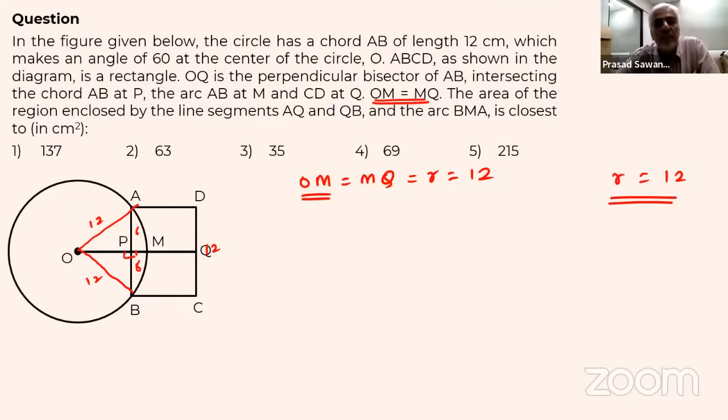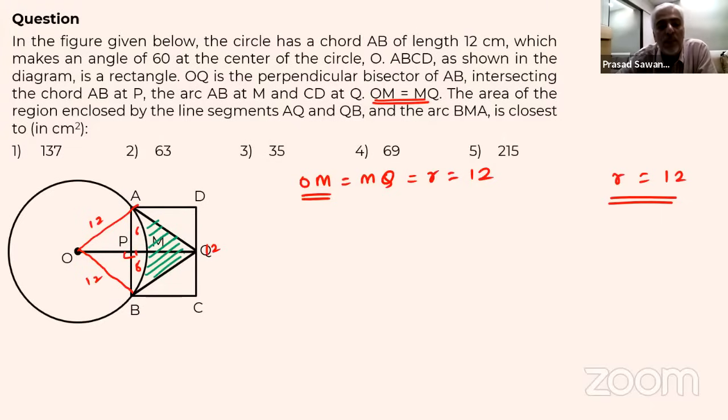Let's see what they have asked for. Find the area enclosed by the line segment AQ, QB, and arc BMA. Which means if I shade what they've asked for in a different color, just pay attention. They've asked for this part. They've asked for what is shaded in the green. Most commonly, people are going to do triangle AQB minus area of segment. That's the most probable thing which they will do. Triangle AQB minus area of segment. But that was going to take a little bit longer.